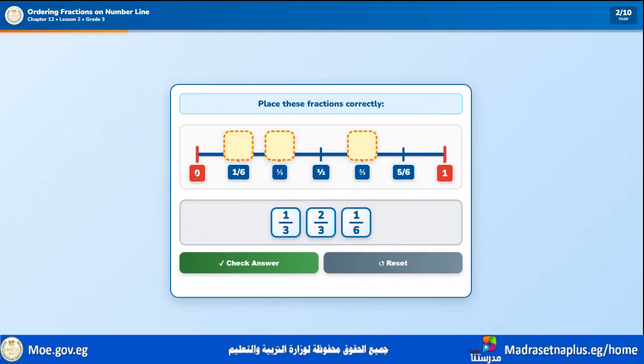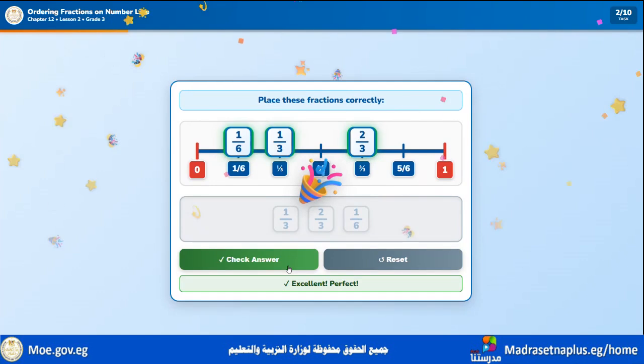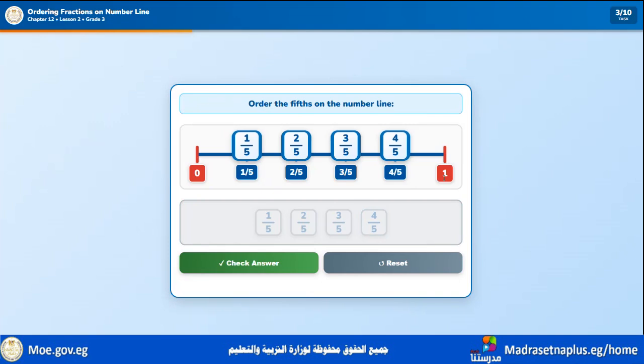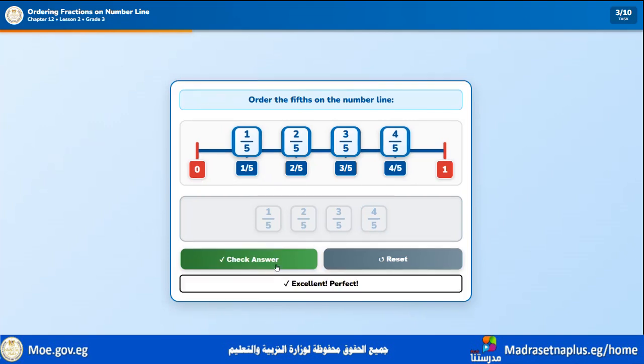Now this is 0/6, 1/6, 2/6. 2/6 is what? Or 1/3. 3/6 means what? It means half. 4/6 means what? 2/3. So this is 1/3. This is 2/3. This is 1/6. Then 1/5, 2/5, 3/5, 4/5, 5/5, 0/5, and so on.